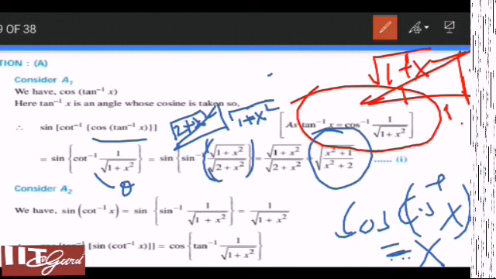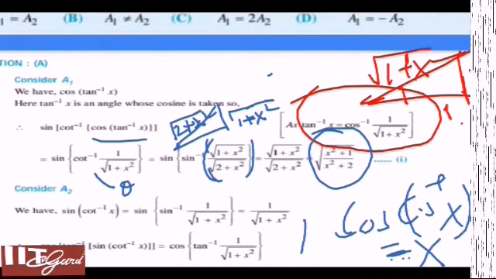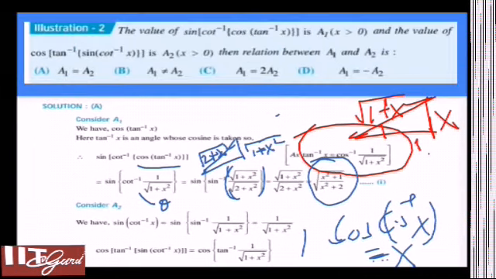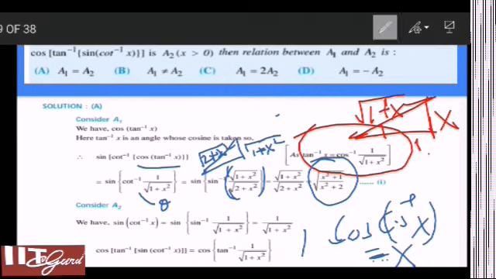Similarly, find a2 also as sine of cot inverse x. So by making a triangle, you can find sine of sine inverse 1 upon under root 1 plus x square, that is 1 upon under root 1 plus x square. So cos of tan inverse sine of cot inverse x equals cos of tan inverse 1 upon under root 1 plus x square, and hence we can find the same result. And what will the final result be? The answer will be the same, and hence a1 equal to a2 option is correct. That is, both the results are the same. So the first option is the correct option, option A.